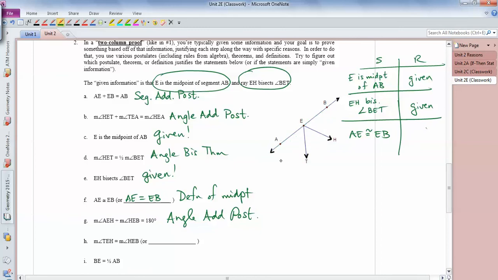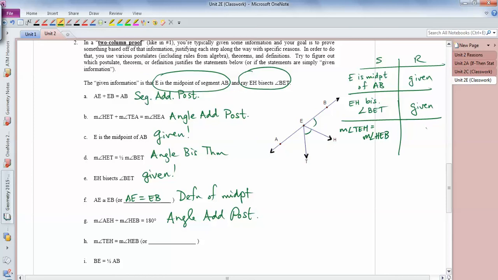Okay, let me clear that off again. Okay, let's see. The next one, the measurement of TEH equals the measurement of HEB. So the question is, why are we allowed to say that?